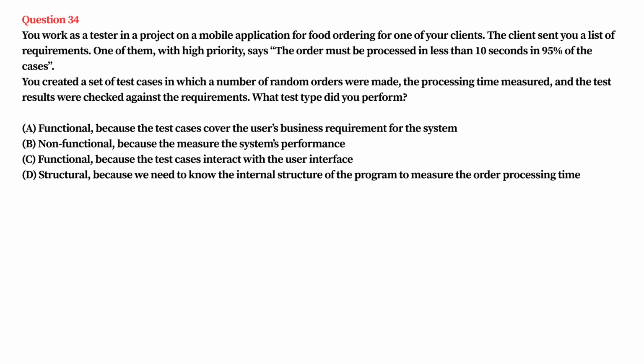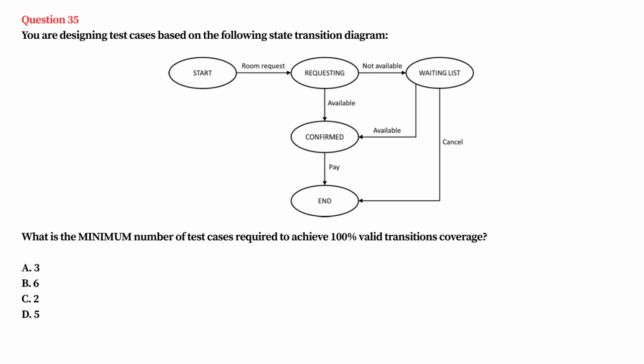Answer D is not correct. We do not need the following three transitions: requesting, then confirmed, waiting list, then confirmed, waiting list, then END cannot appear in the same test case, which suggests that at least 3 test cases are required. All the other transitions can appear in combination with one or more of these 3 transitions, so we need a minimum of 3 test cases.